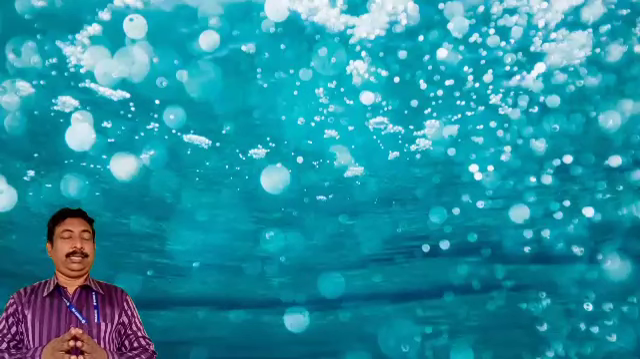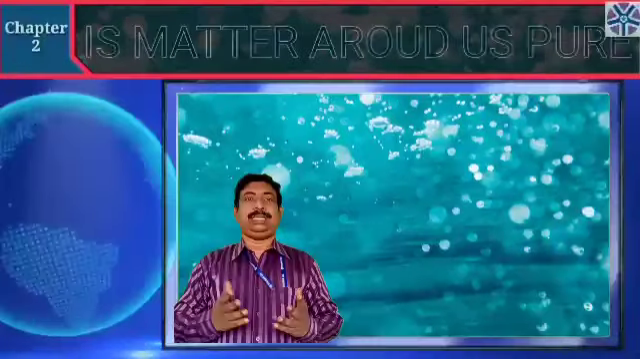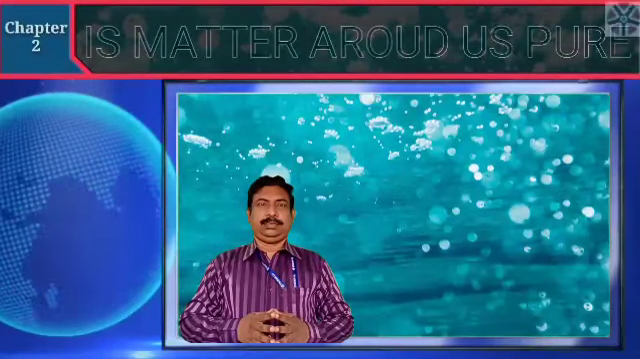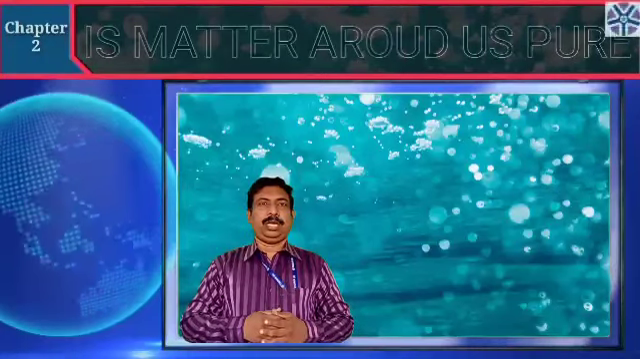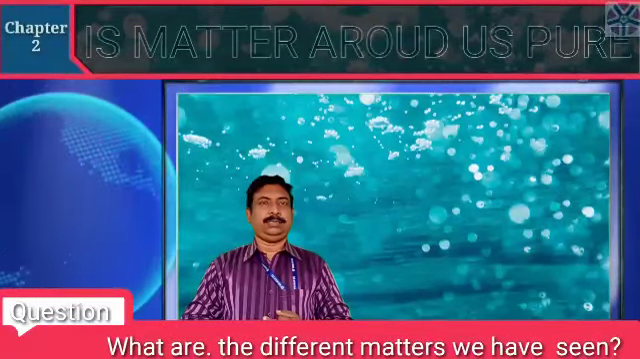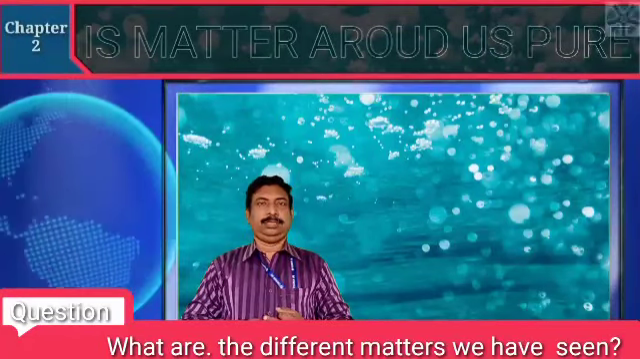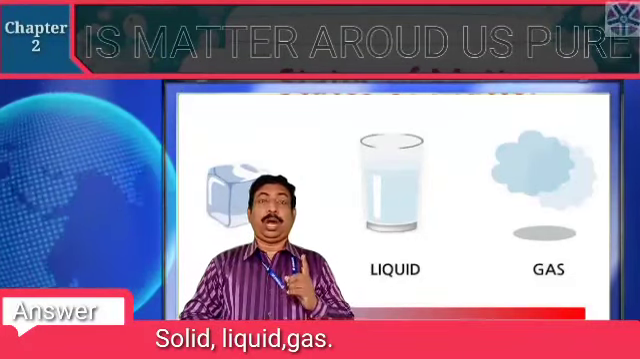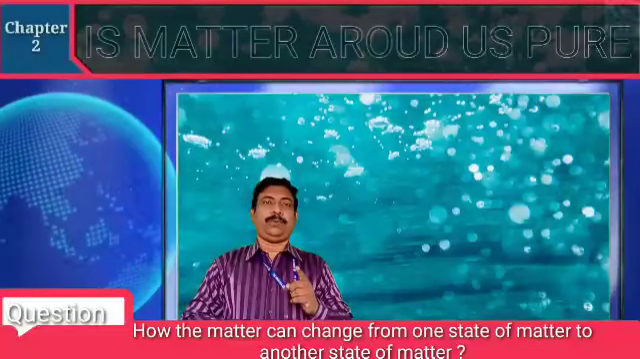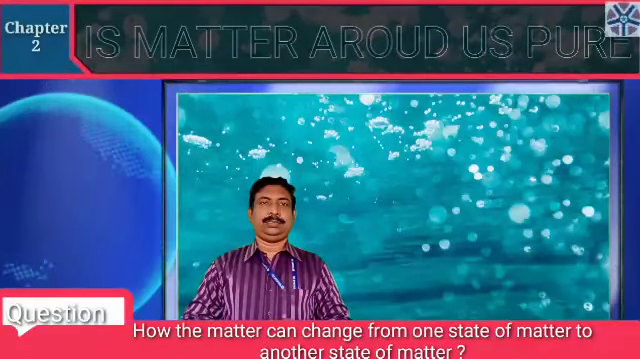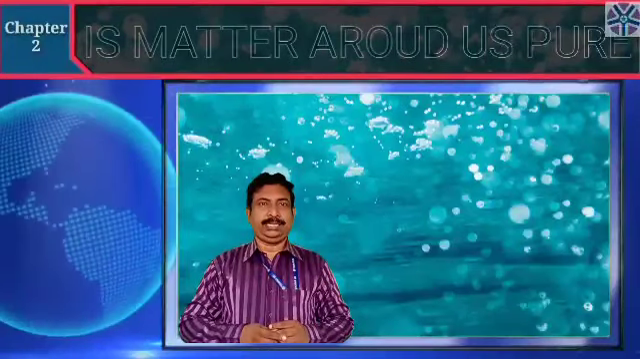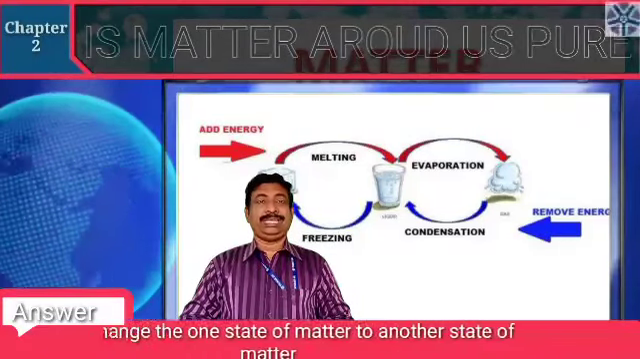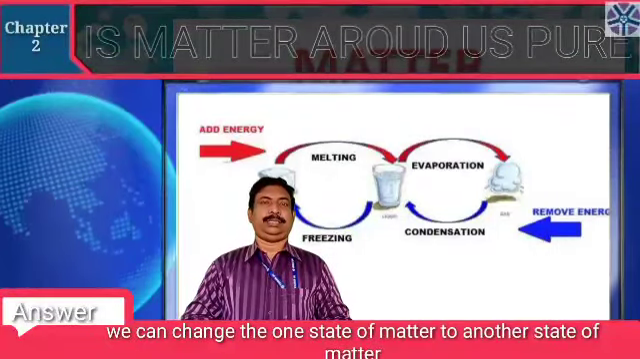Do you remember in the last class we have seen what is the matter around us? Can you answer these questions? What are the different types of matter we have seen? Good. Solid, liquid, gas. How can matter change from one state to another state? Yes, you are right. By changing the temperature and changing the pressure, we can change the state of matter from one state to another state.